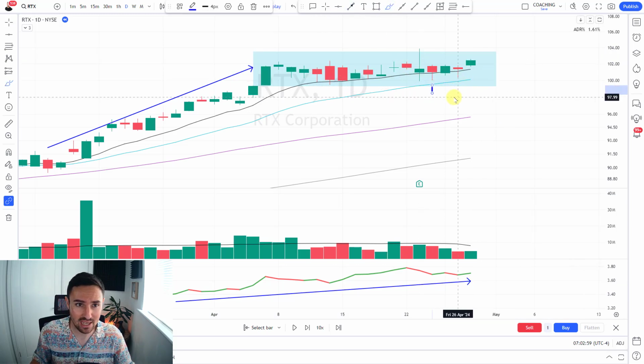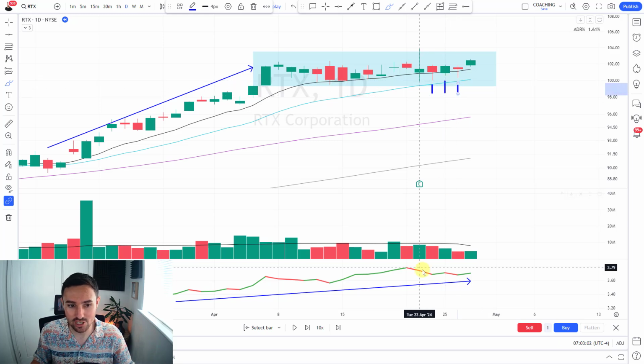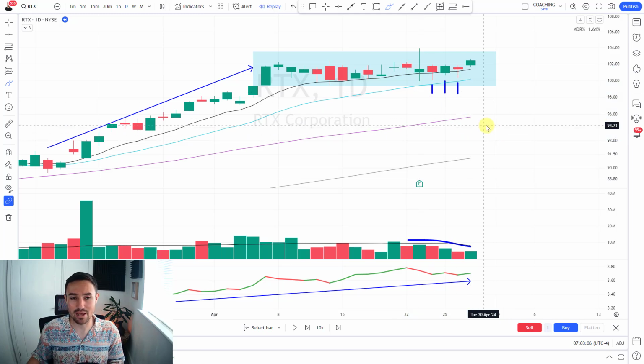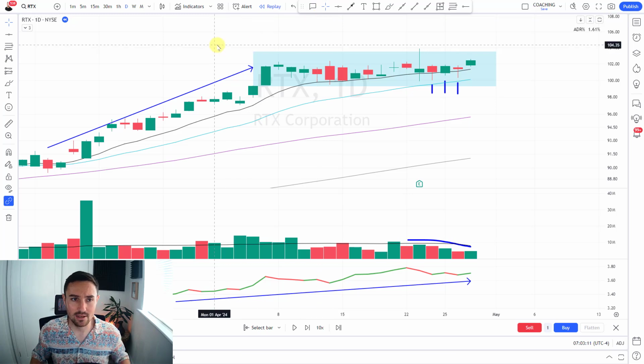We get a shakeout demand tail, quasi nearly an inside bar, another shakeout demand tail, the volume's drying up, RS is good. As I said, the indexes were just rolling out of bed below their 50 days and things like that. So this stock is displaying relative strength. Let's just play this forward, okay?